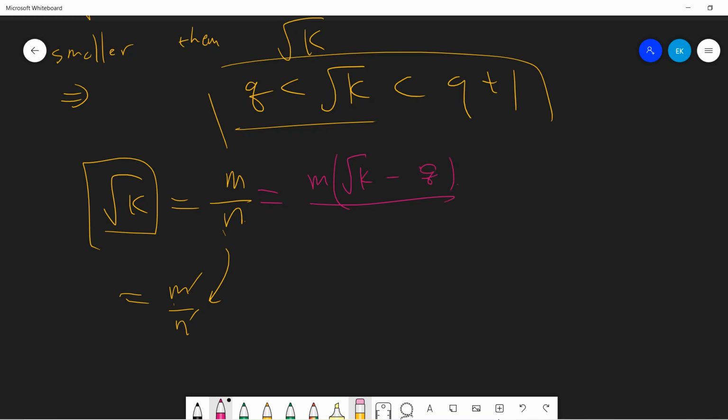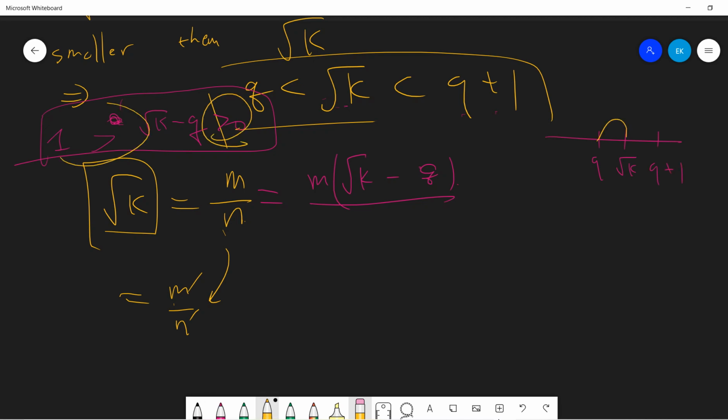Okay, so notice that the square root of k minus q. So the square root of k minus q should be what? Should be greater than 0, right? But less than 1. And the reason is that square root of k is bounded by q and q plus 1, right? So this is q, this is square root of k, this is q plus 1, right? So their difference is greater than 0, but less than 1.